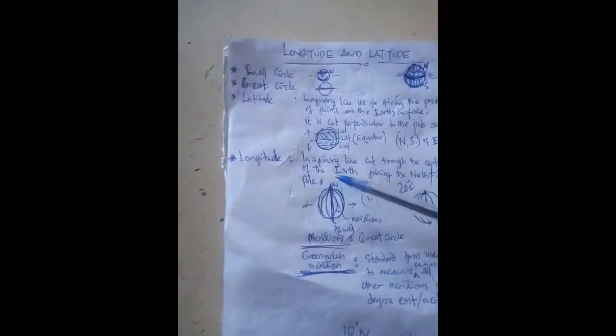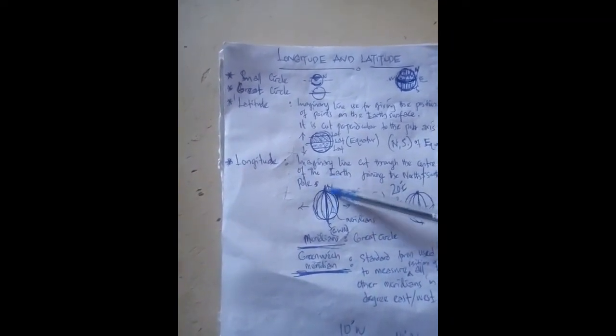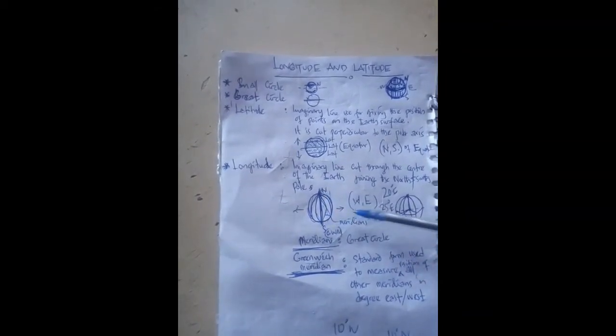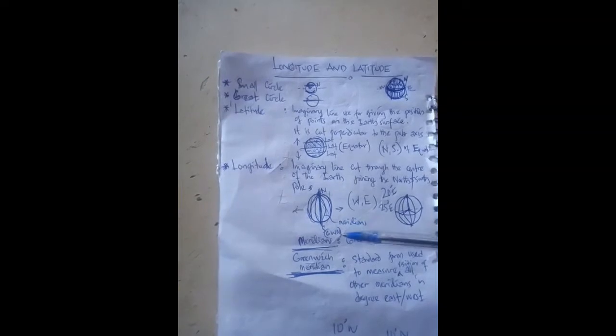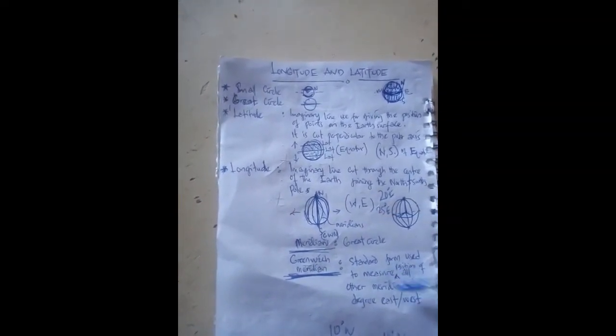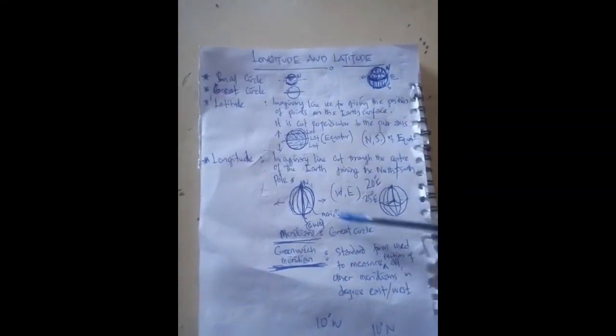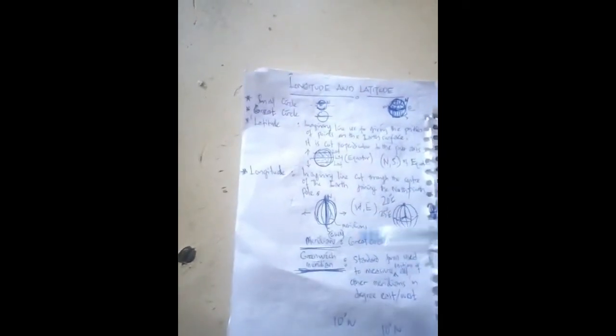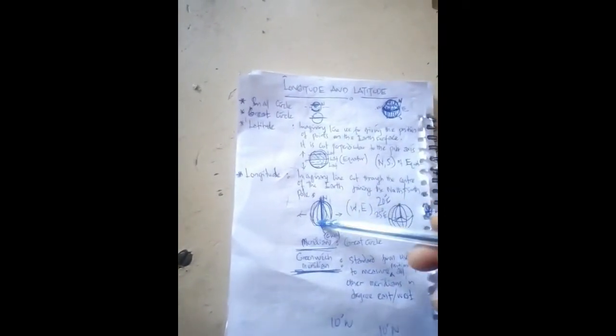So looking at the longitude, we have the line that runs at the center and divides it, known as the Greenwich meridian. It is used as a standard to measure positions of other meridians in degrees east or west. So this one is always 0 degrees, and it's used as a standard to measure the positions of all other meridians in degrees east or west.